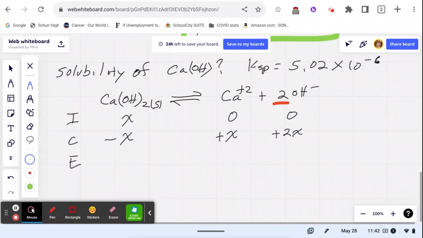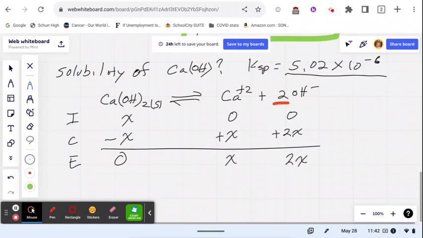So at equilibrium, there will be no more calcium hydroxide. There will be X moles per liter of calcium ion. There'll be 2X moles per liter of hydroxide. And here's my Ksp, 5.02 times 10 to the minus 6. All right, so now that we've got our table, we can go ahead and do the calculations. This is a good place for questions if anyone's got questions as to how we set up the table.